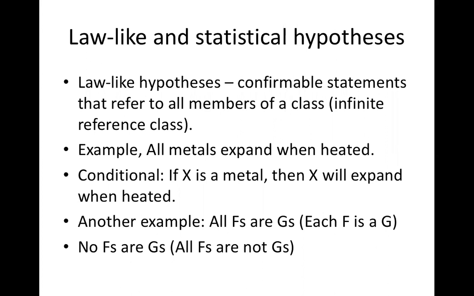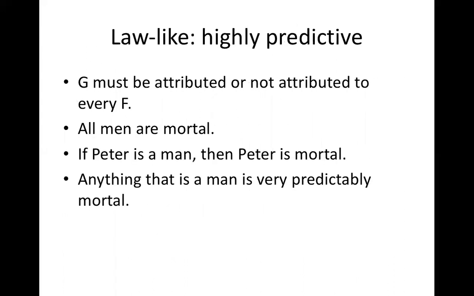We have other examples. All Fs are Gs. Each F is a G. No Fs are Gs. All Fs are not Gs. Now, law-like hypotheses are highly predictive. That is, G must be attributed or not attributed to every F. If you say all Fs are Gs, then it means that G is attributed to every F. All men are mortal. If Peter is a man, then Peter is mortal. Anything that is a man is very predictably mortal. The prediction is absolute, it's 100%.